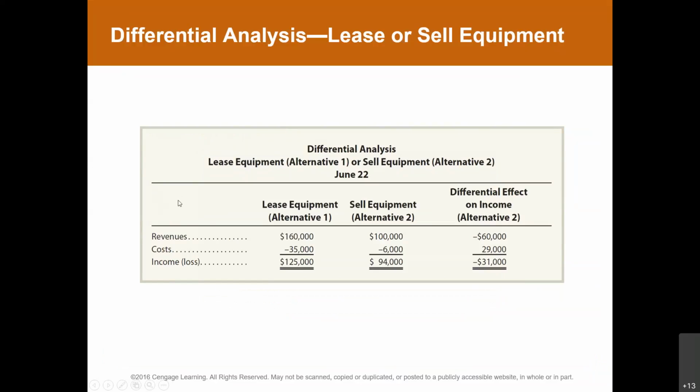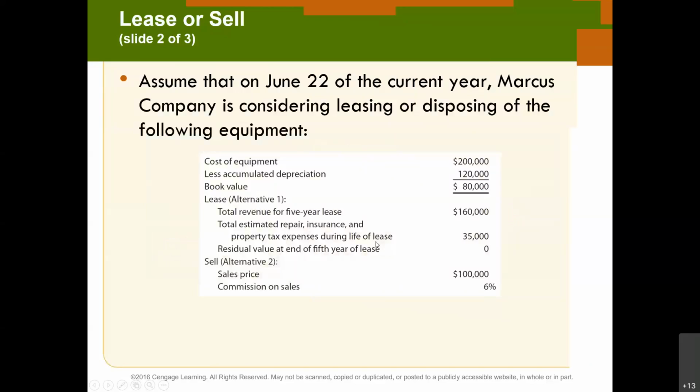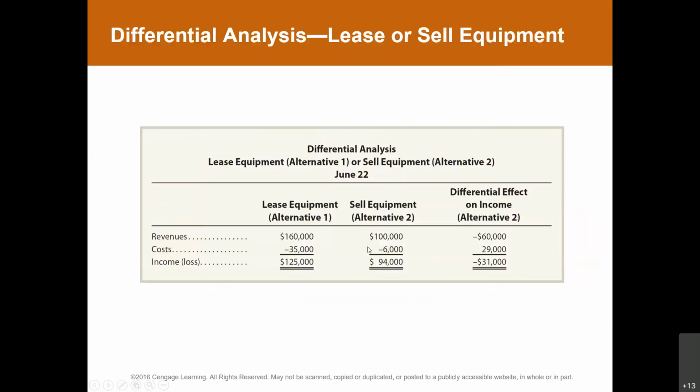So of course, what you would want to do is run out the differential analysis on it too. From a lease perspective, we have the revenues. What we said was 160. Our costs we said were 35,000, which would give us an income of 125. If we were to sell it, we said that our revenues would be 100,000. Our commission expense would be 6,000, giving us an income of 94.